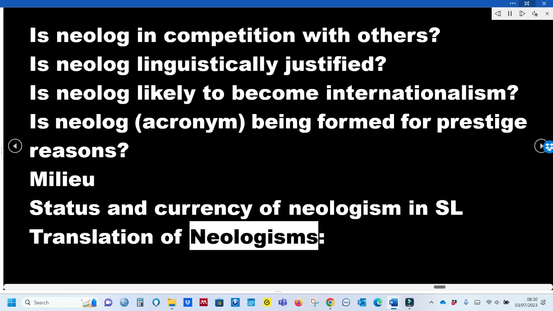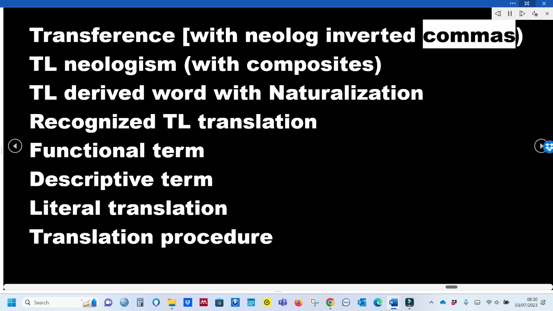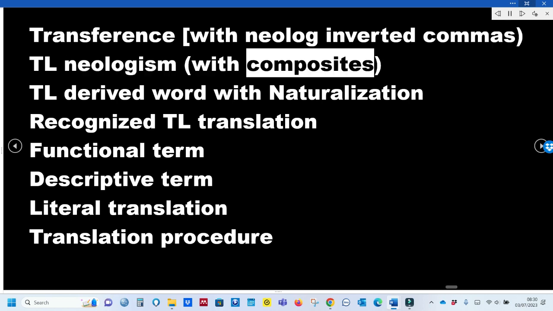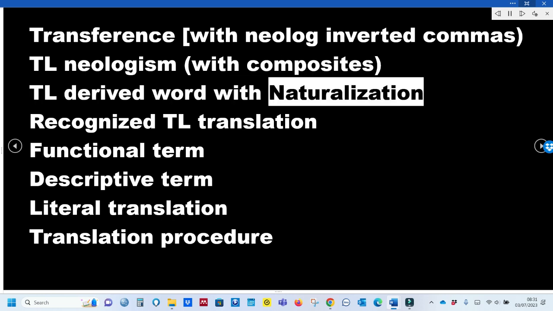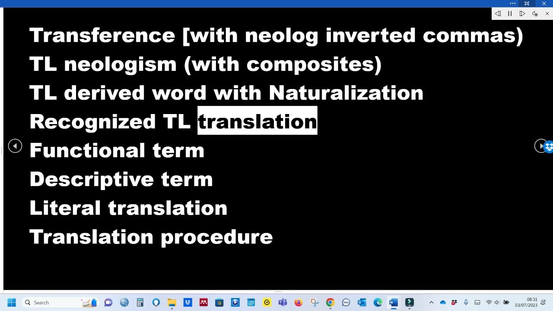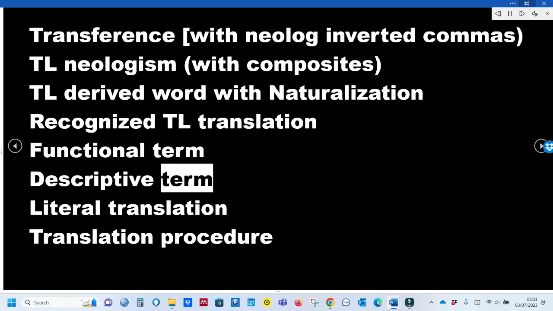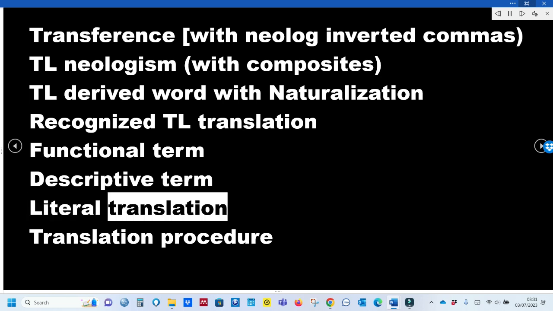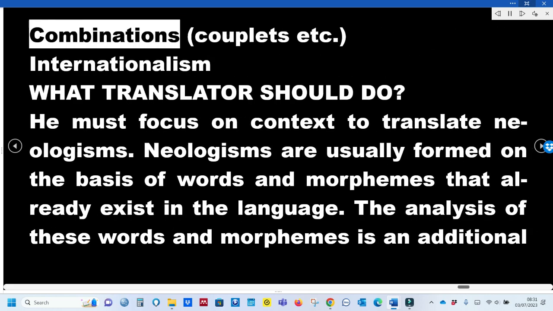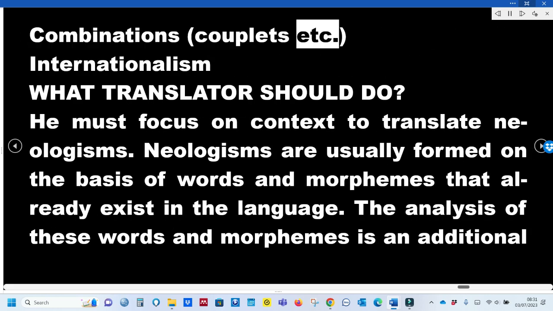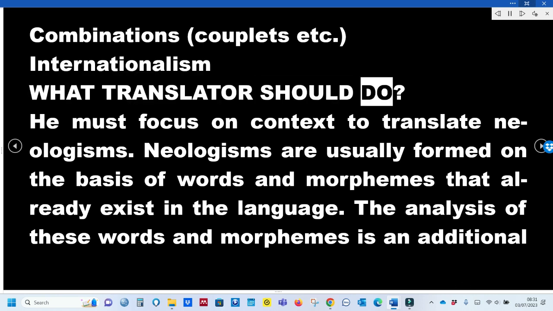Translation of neologisms. Transference, with neolog inverted commas. TL neologism, with composites. TL-derived word with naturalization. Recognized TL translation. Functional term. Descriptive term. Literal translation. Translation procedure. Combinations, couplets etc. Internationalism. What translator should do?